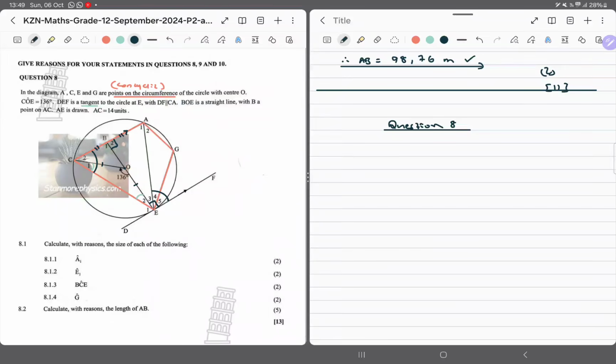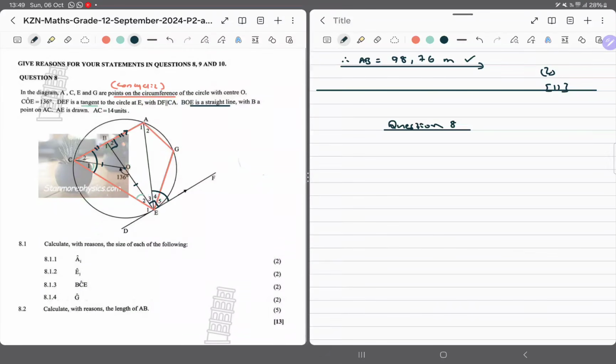Do you see, guys? Do you see, guys? Then if you just deal with the problem by understanding it, you are done. Now let's see. We are told here that DF is parallel to CA. Yeah. BOE is a straight line. Cool.